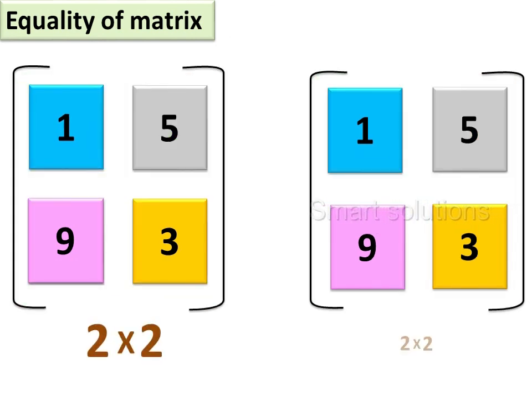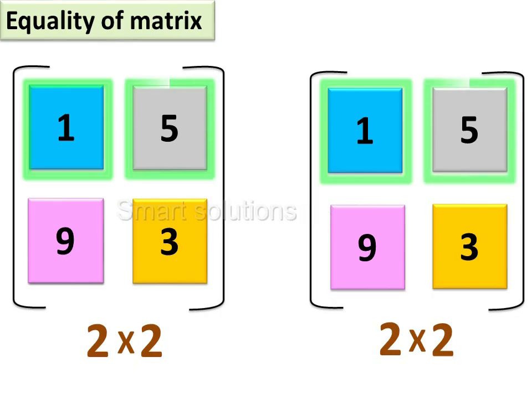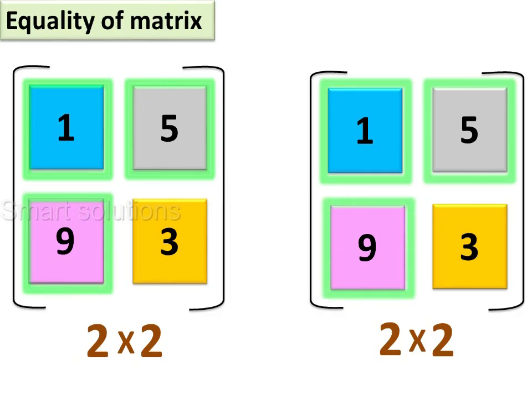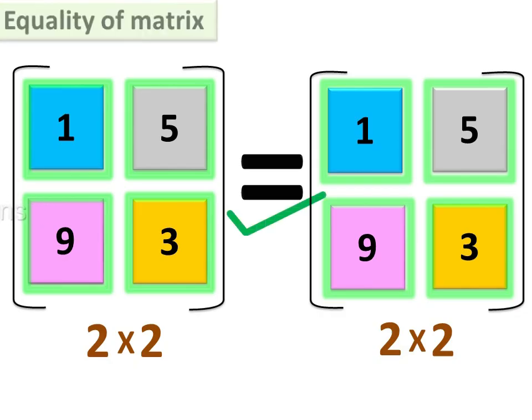In this example, order of matrix is same and each element of matrix A is equal to corresponding element of matrix B. So, matrix A and matrix B are equal.